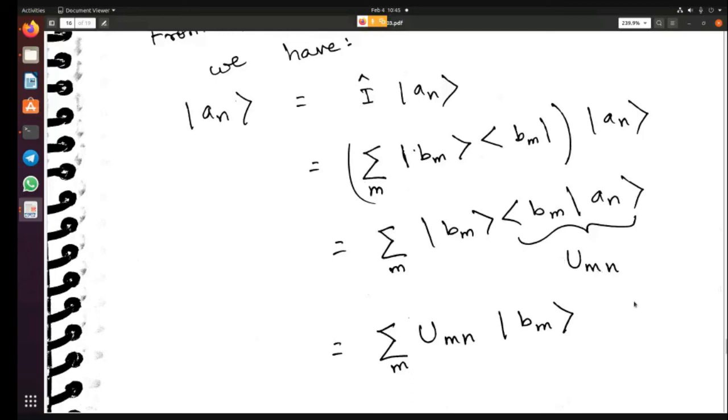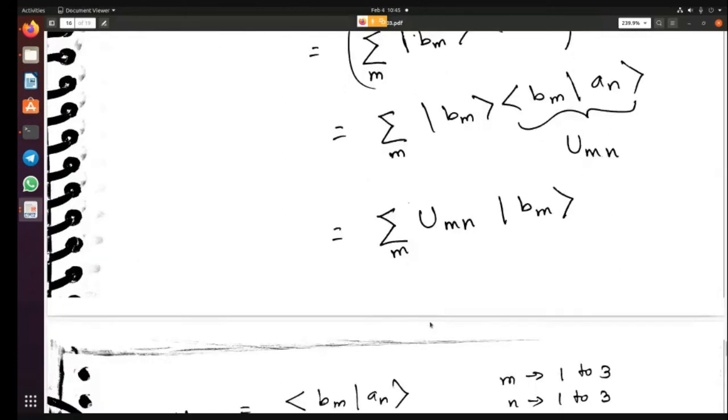Some number which is Umn into Bn. So this gives you your complete, gives you your new basis. So what is the transformation matrix? The transformation matrix is the matrix composed of all of these elements.